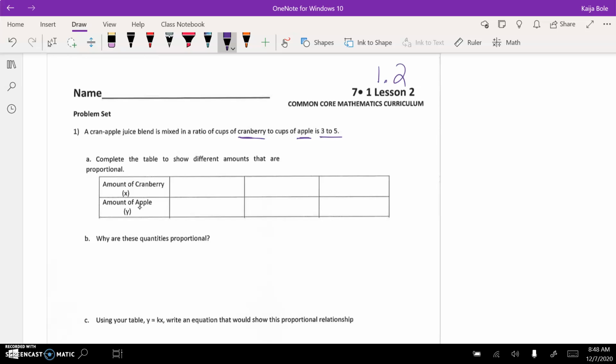Okay, this is the hardest part always. Cranberry to apple. So the first number is the cranberry number. So 3 would go here, 5 would go here. People are always mixing it up. Okay, you got to read. So then across the top, it'd be 6, then it would be 9. And then after 5, it'd be 10, and then 15.